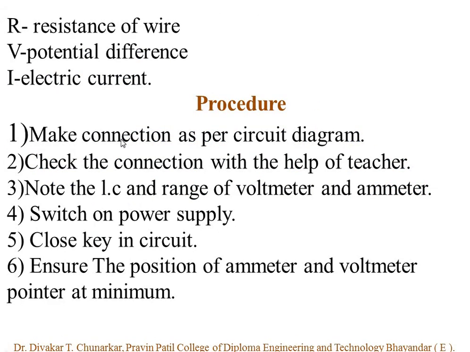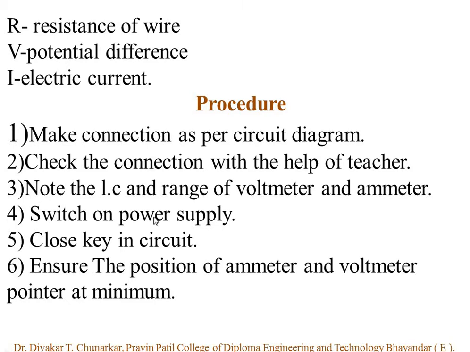Then the procedure. First we will see the circuit diagram and make the connection as per the circuit diagram. Then check the connection with the help of the teacher or with me. Note the least count of the wire that we use in the experiment, and the range of the voltmeter and ammeter, and what the least count of the voltmeter and ammeter is. We have to see this with the help of the instrument.